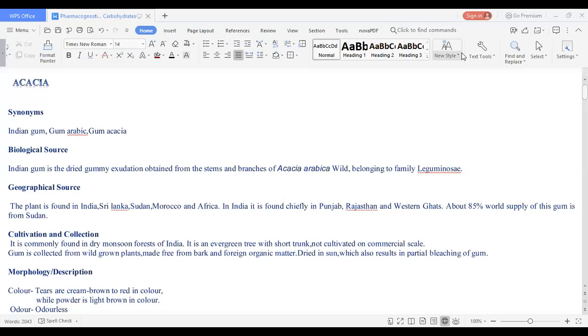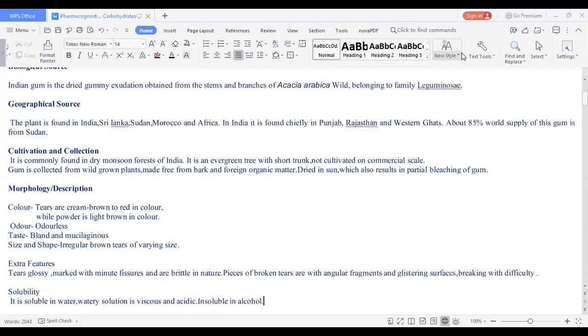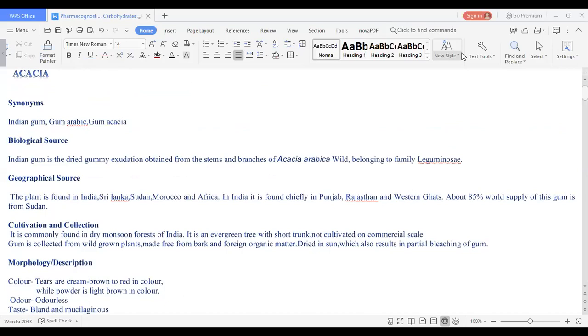The primary metabolite obtained from carbohydrates is Acacia. Its synonyms are Indian gum, gum arabic, gum acacia. Coming to its biological source, it is the dried gummy exudate obtained from the stems and branches of Acacia arabica Willd, belonging to the family Leguminosae.